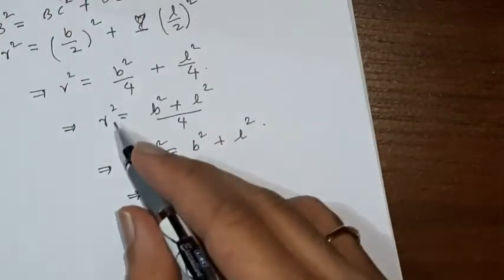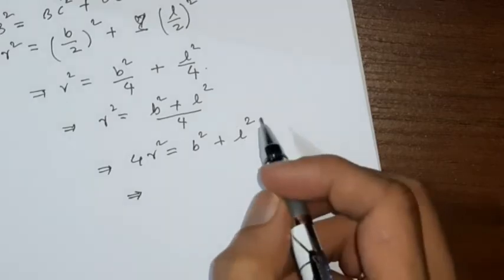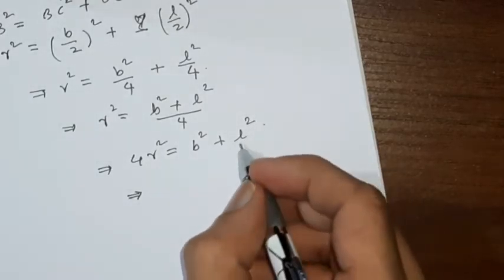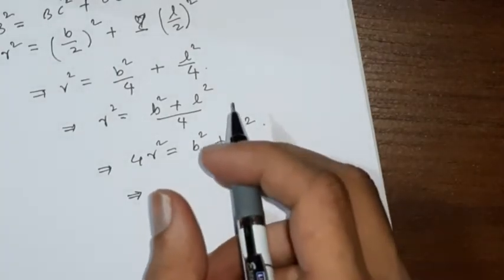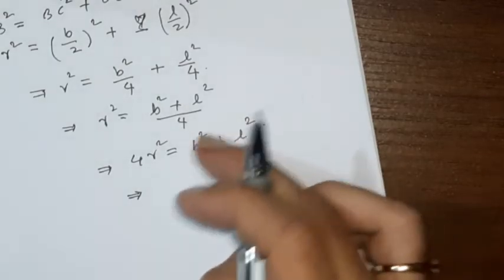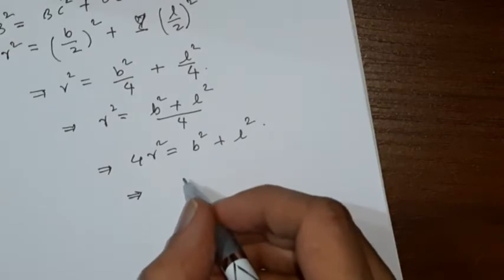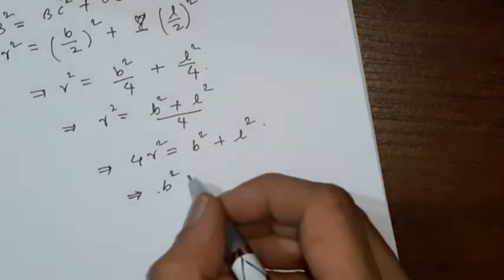Okay, I am taking 4R² on the other side, so you will get 4R² is equal to B² + L². Now we have to write one variable in terms of the other, right? Because we have to take a function, and that function is of a single variable, so we have to write one variable in terms of the other here. So what we will do is we will write B² in terms of L².